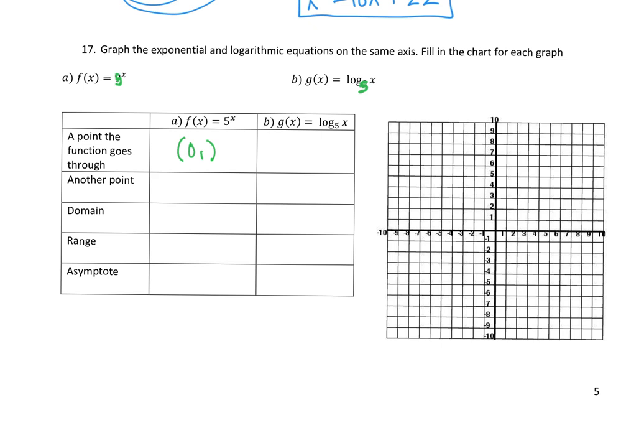Every exponential function goes through the point (0, 1) and the point (1, base), whatever the base is. In this case, our base is 5. The domain of every basic exponential function is negative infinity to infinity, and the range is 0 to infinity. And there's a horizontal asymptote at y equals 0. So if we were to sketch that out, we go through the point (0, 1), (1, 5), and a horizontal asymptote.